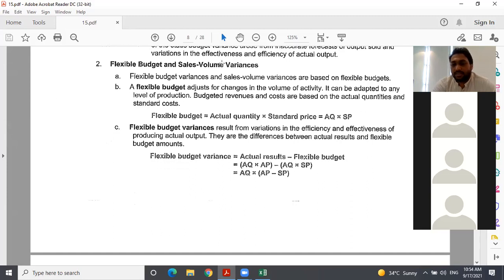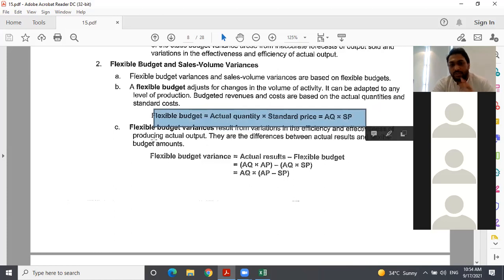So flexible budget and sales volume variance. Flexible budget variance and sales volume variance are based on flexible budgets. If a flexible budget adjusts for changes in the volume of activity, it can be adapted to any level of production. Budgeted revenues and costs are based on the actual quantities and standard cost. So here, for the flexible budget, what will we take? We will take the actual quantity, which will be compared with the standard price. So that's called the flexible budget amount.